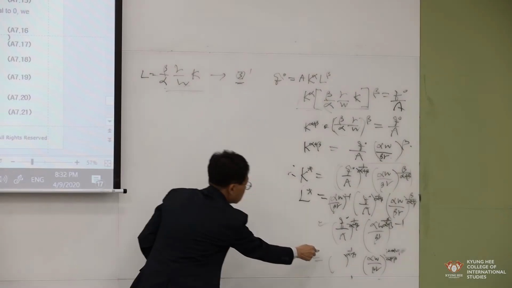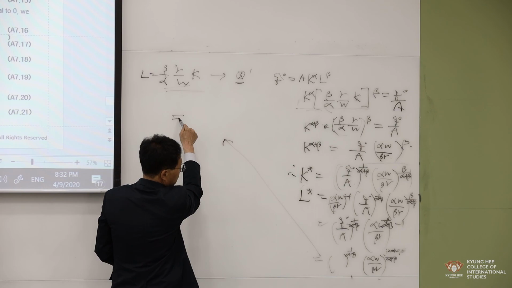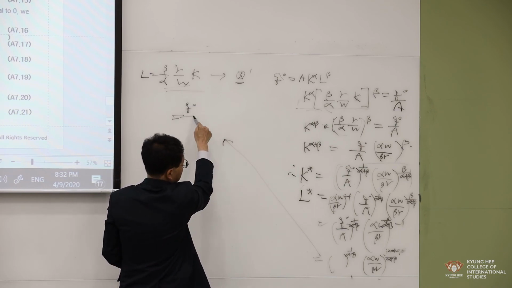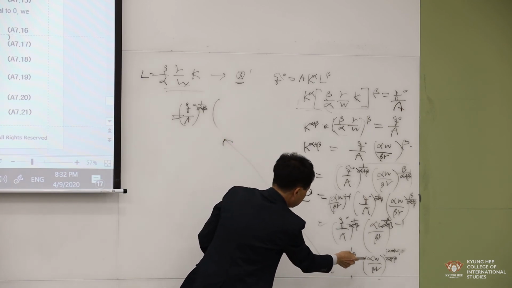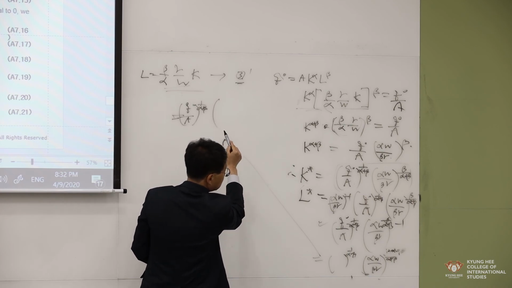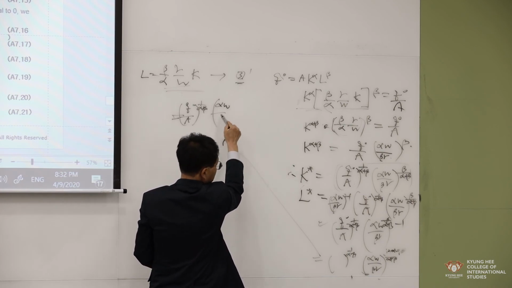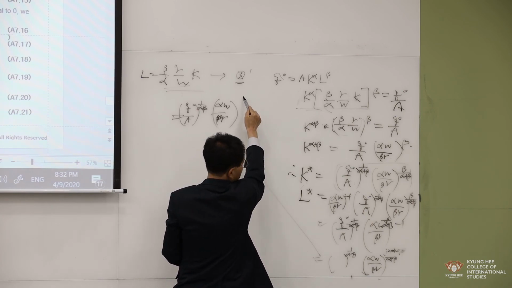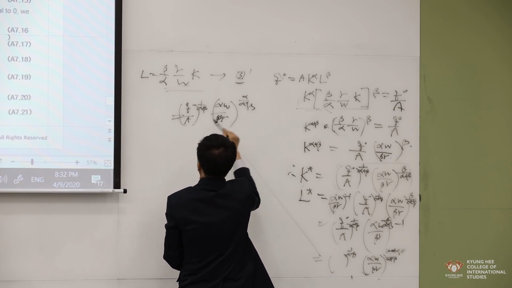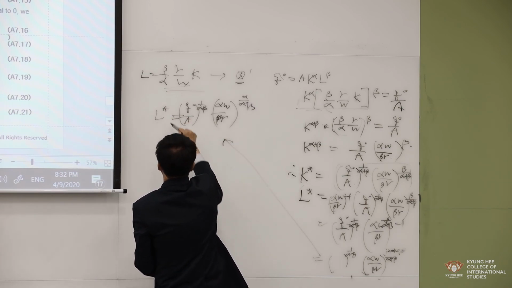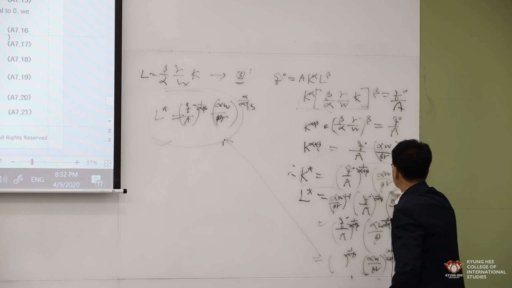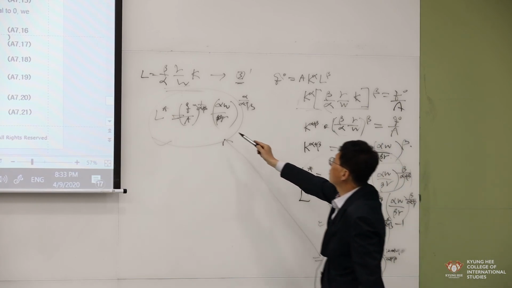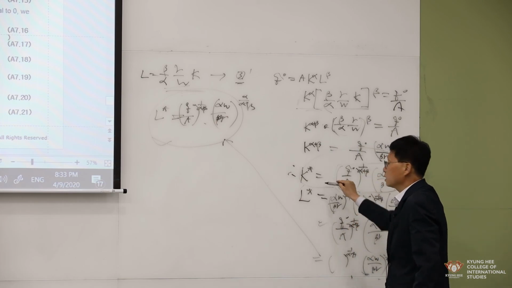So L star is this one: Q0 over A to the 1 over α plus β, and this one, as I said before, α W over β R to the power of minus α over α plus β. Okay, that is L star. So we calculated L star and K star like this. Okay, so we derived L star and K star.